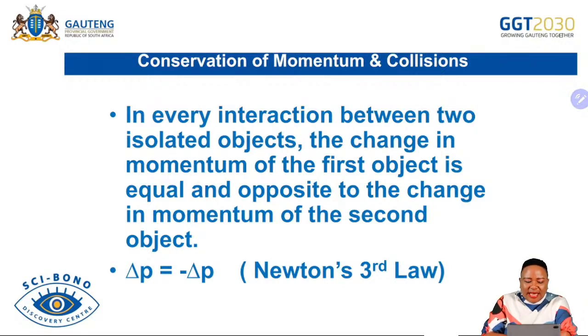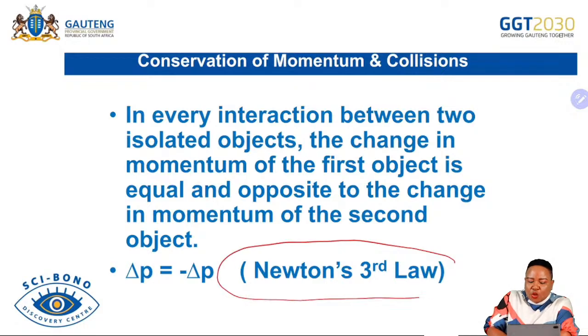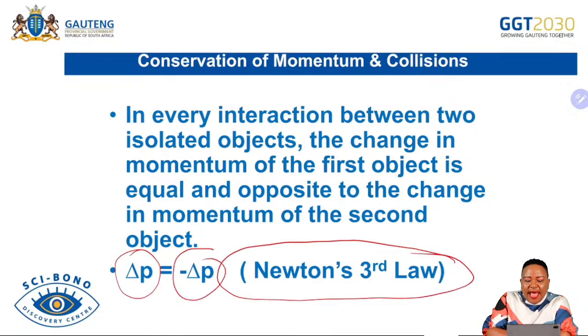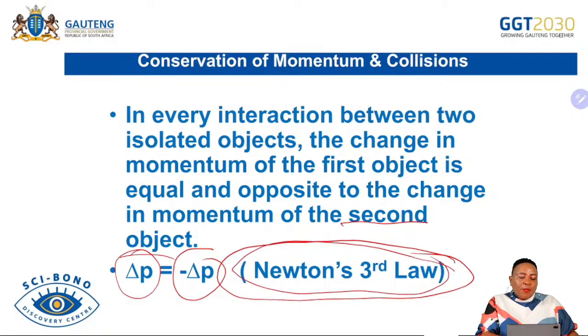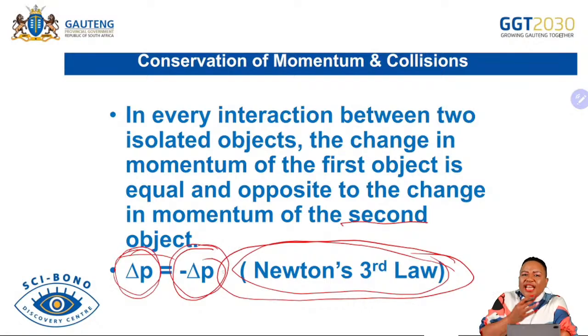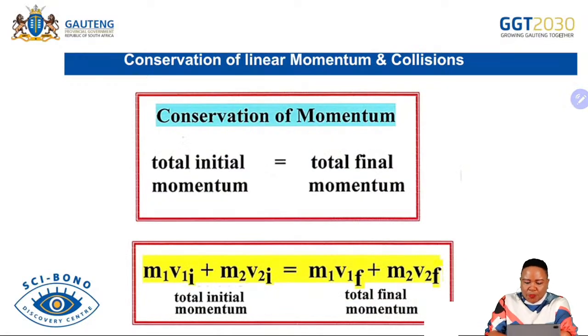Okay, so here, as I was saying, the relationship between Newton's third law and momentum: for every reaction between two isolated objects, the change in momentum of the first object is equal to and opposite to the change in momentum of the second object. And that is why I was saying this was definitely taken from Newton, because remember, the change in momentum talks about the change in velocity, because if we talk about the change in momentum, we talk about the final velocity subtracting the initial velocity. So this is the relationship between momentum and Newton's third law.